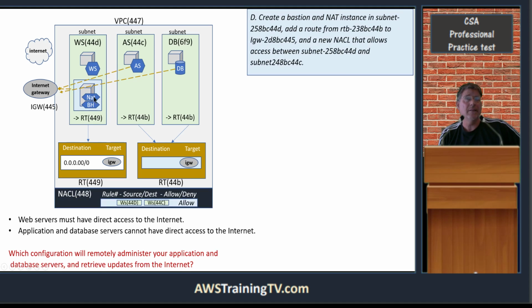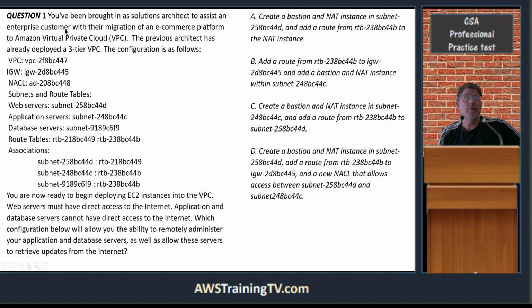Now he's in a good spot. The bastion host is in the right area, can get to the internet. This could be used to get there. Create a bastion host in subnet and add a route from 44B, which is this route table, to 445, which is the internet gateway. Well, wait again. Again, we have a problem here, right? We're making direct access to the gateway. So when we look at this long problem, if we map it out, we see what?